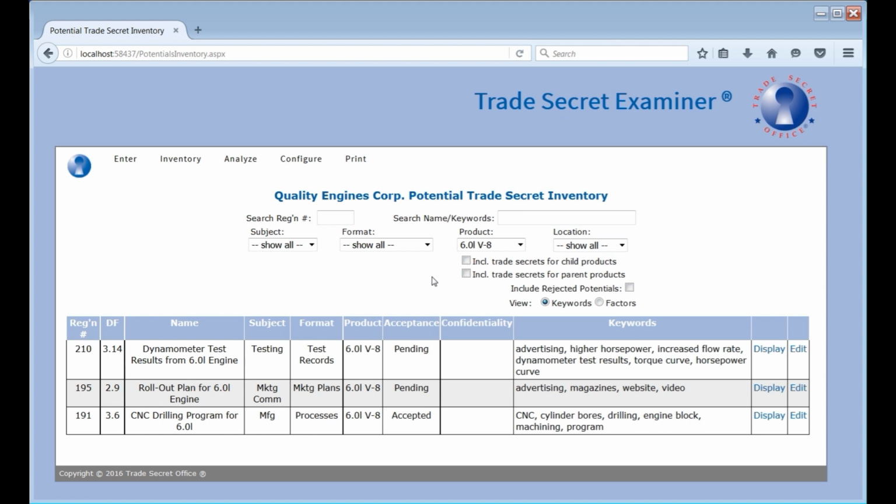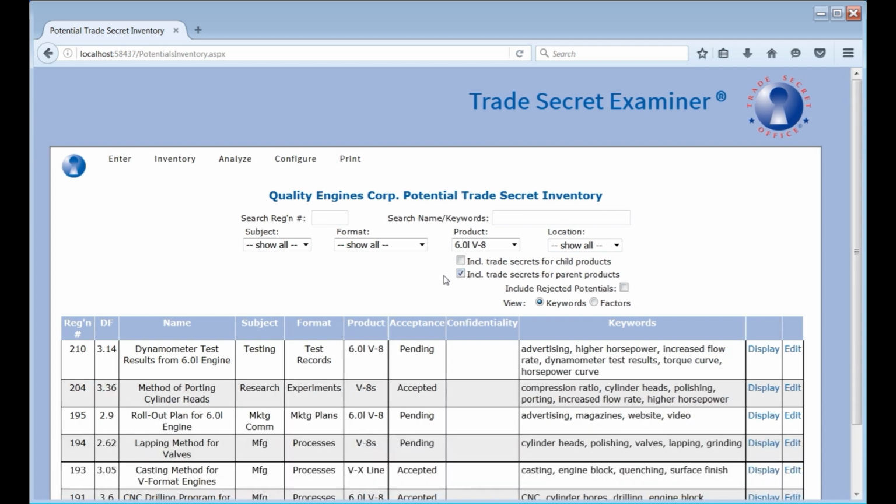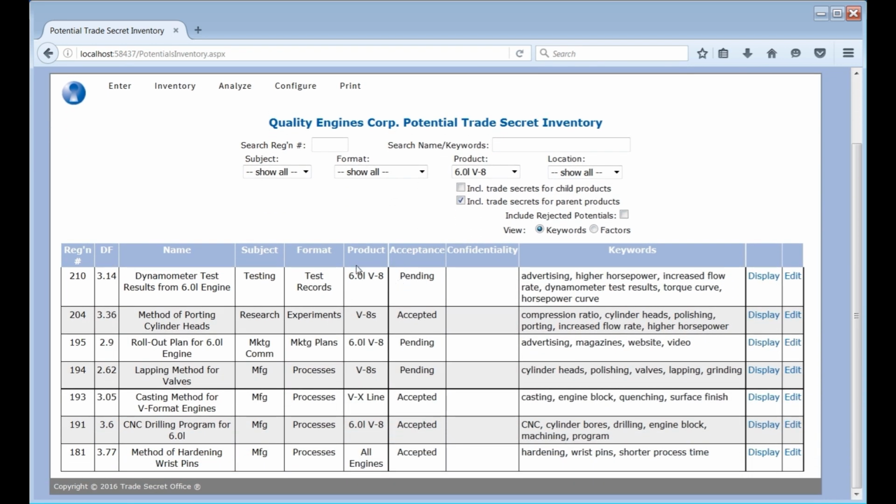So I can say, well, show me the trade secrets for the parent products. And now what I see here is I get the trade secrets for the 6-liter V8. I also get the trade secrets for the V8s, which is the 5-liter and the 6-liter. I also get the trade secrets for the V format engines, both the V6s and the V8s. And there's even a trade secret here that applies to all of our engines, how we harden the wrist pins. So I've now got all the trade secrets that apply to that product and all the parents that it belongs to, all the product lines.